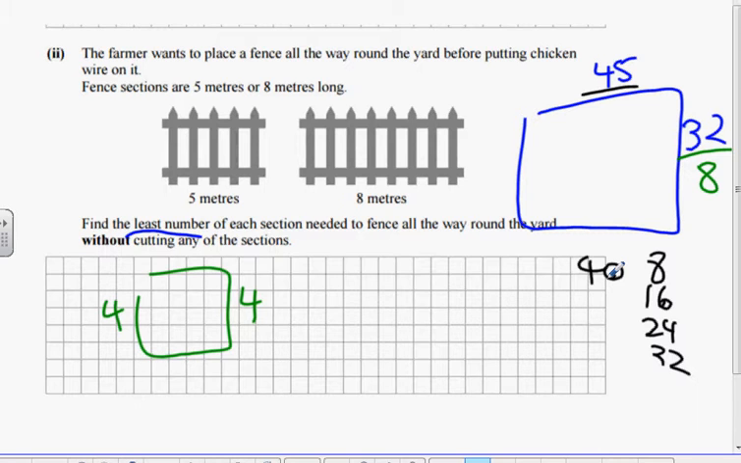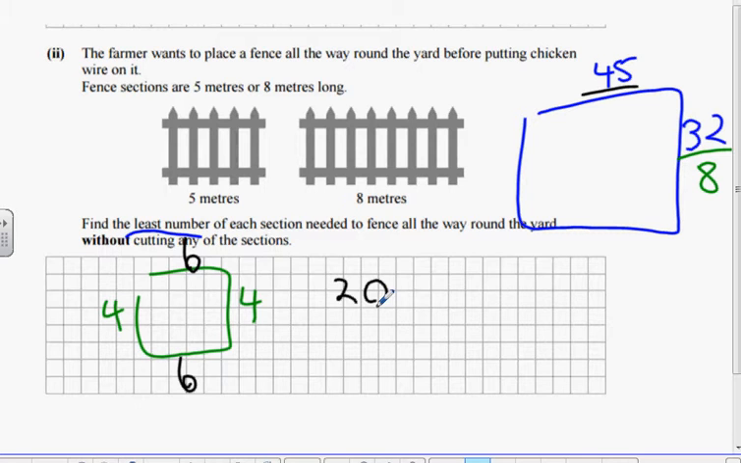So, 5 8 metre fences and 1 5 metre fence. So that's 6 pieces of fencing for the 45 metres. Would you agree with that? So that is 6 pieces of fencing for this side and 4 pieces of fencing for the other side, which gets me a grand total of 20.